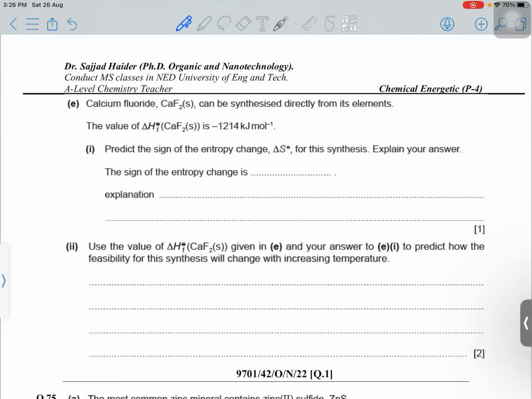Sir, negative. Why negative? Negative means endothermic, right? Yes. Why endothermic? Yes. Can you predict the sign of the delta S? You told me positive. So can you tell me why?